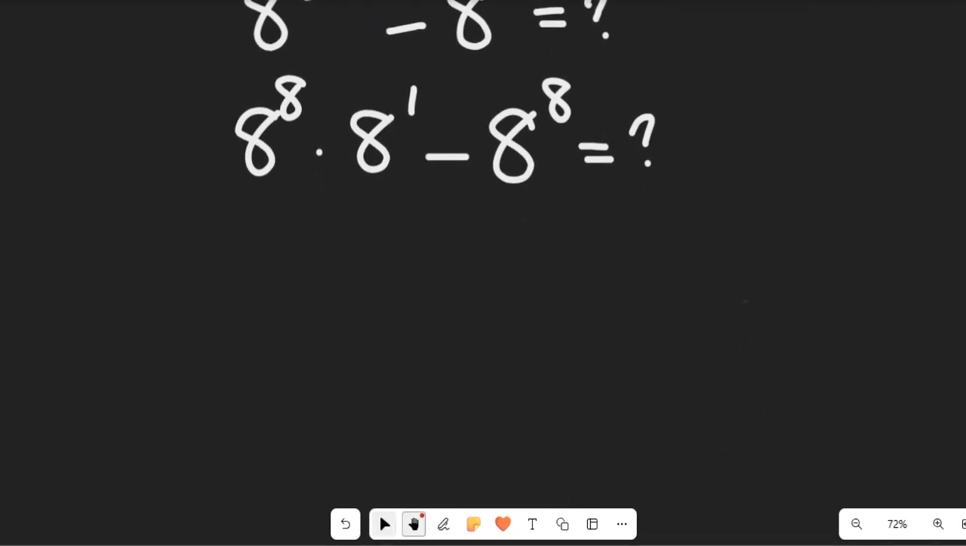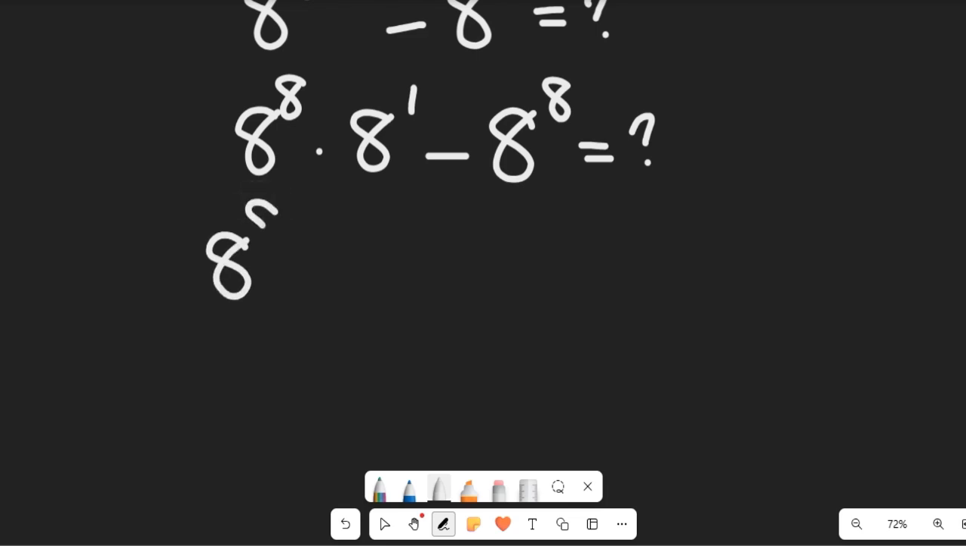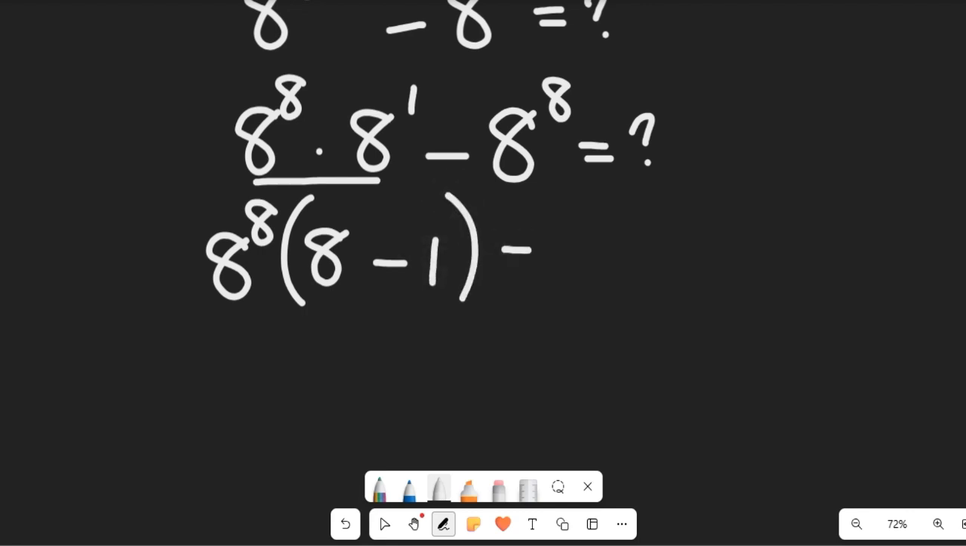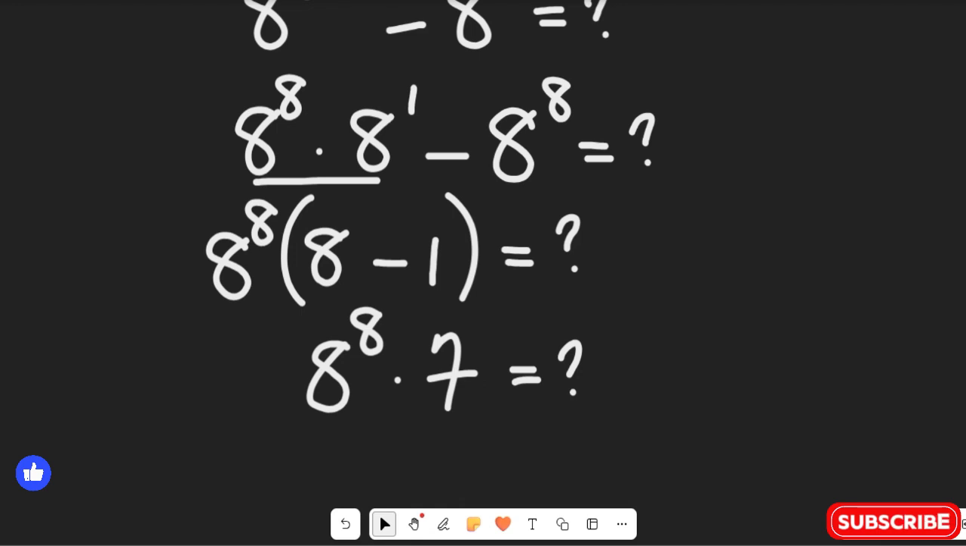Now if you simplify this, you find out that 8 to the power of 8 is common. We'll bring out 8 to the power of 8, and then all of these divided by 8 to the power of 8 will have 8 to the power of 1 remaining, which is equal to 8. 8 to the power of 8 divided by 8 to the power of 8 will give us 1, and this will give us the solution we are looking for. 8 minus 1 will give us 7, so we'll have 8 to the power of 8 multiplying 7, and this will give us what? Now what do we do from this point?